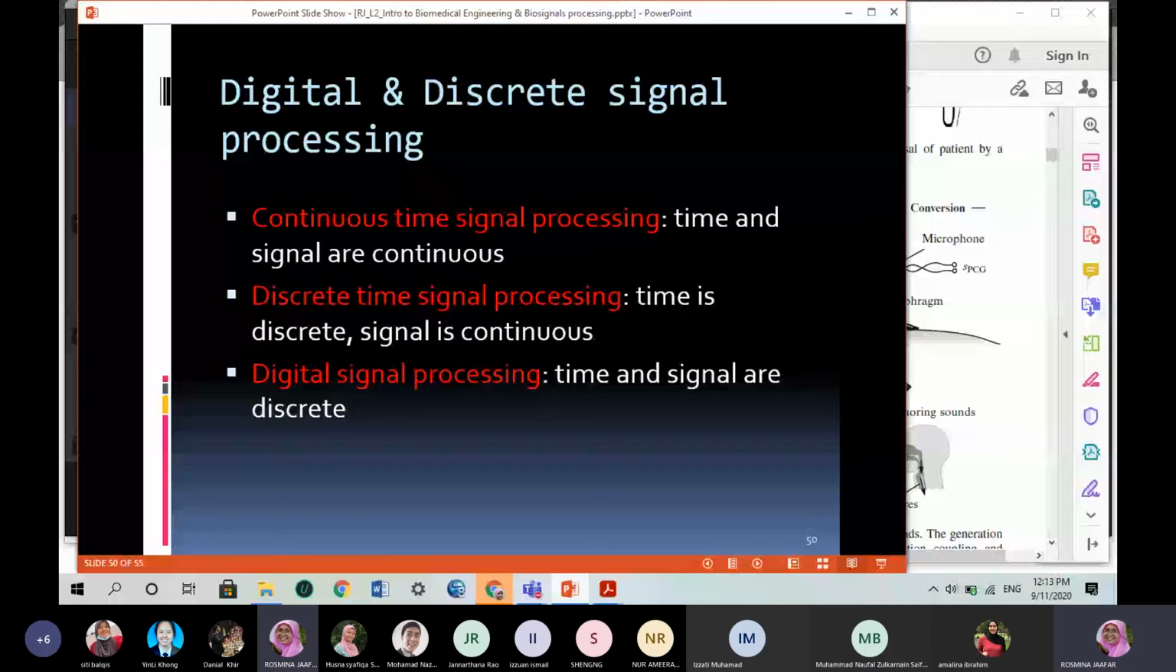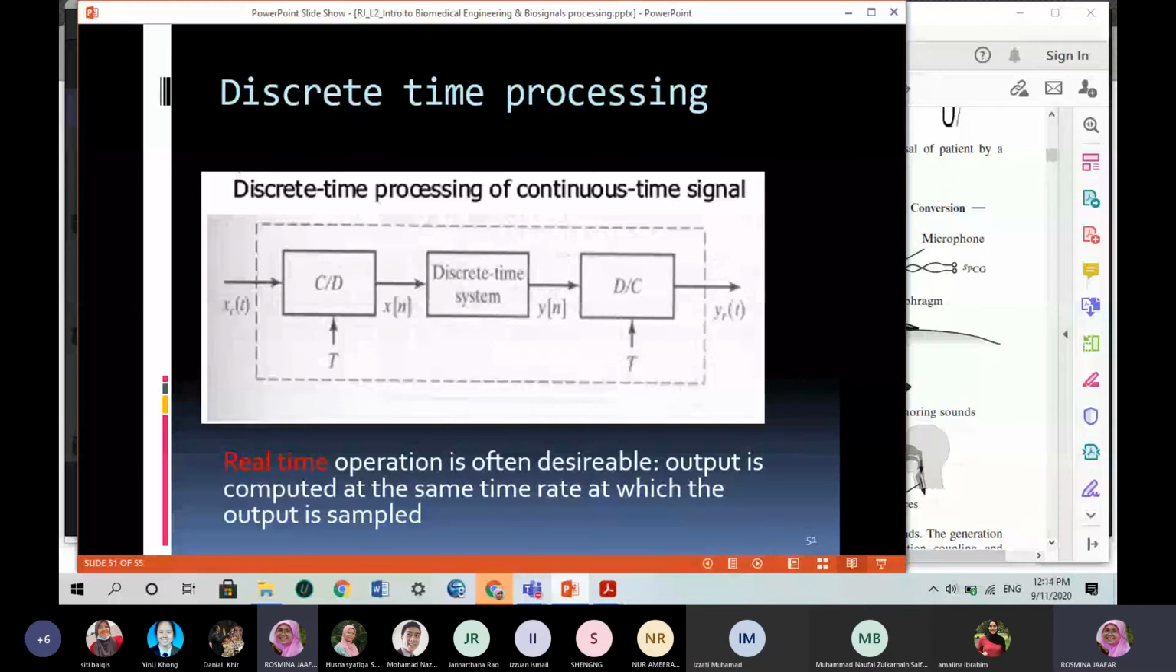So people rarely do discrete time. Nowadays, once we get the digital data, our system is digital signal processing. We don't even come across discrete time signals. Okay, for discrete time processing, this is just for your information.